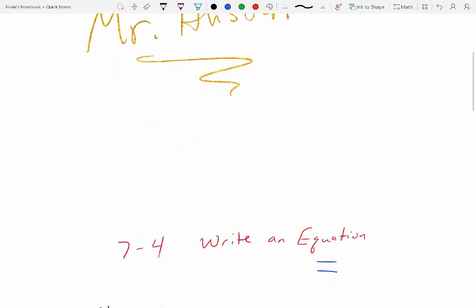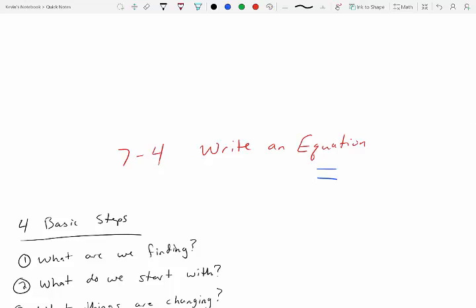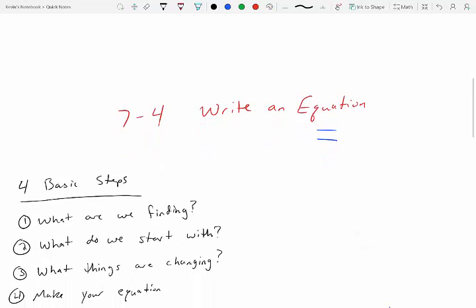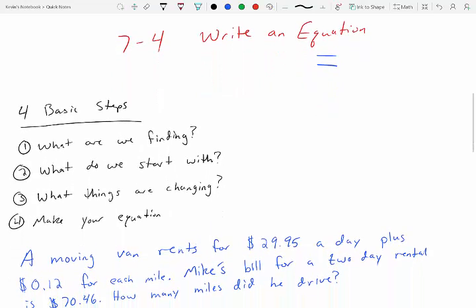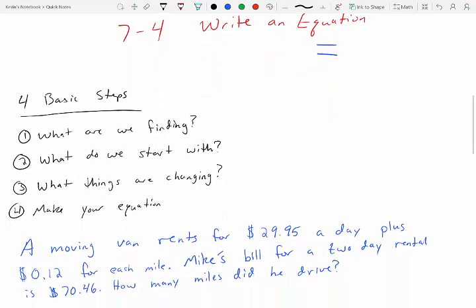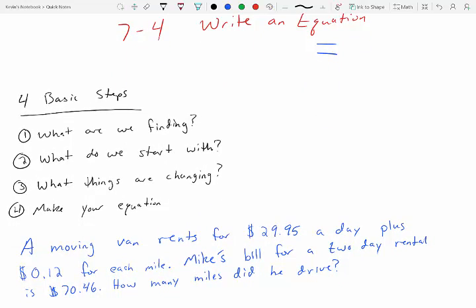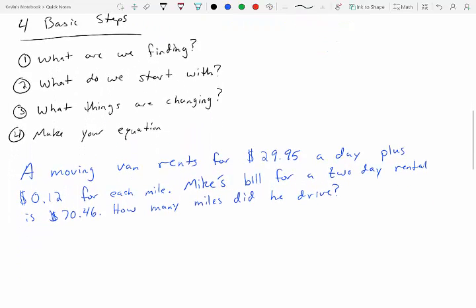Today, we're in section 7-4, write an equation. So we're going to have a word problem and we're going to need to write and solve an equation from it. So our steps to this are: 1, we have to figure out what we're trying to find. Step 2, what do we have that we're starting with? Step 3, are there any things in the problem that are going to change based on other information? And step 4, we have to make the equation.